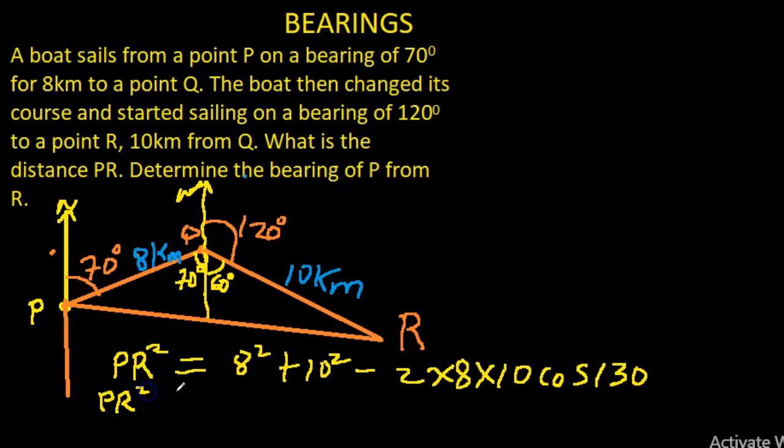So PR squared is equal to, let me get my calculator. 8 squared, that's 64, plus 10 squared, that's 100, minus 2 times 8 times 10. 2 times 8 is 16, so minus 160 cos 130. So 266.8. Let me call it 269. So this is 269, to the nearest whole number.